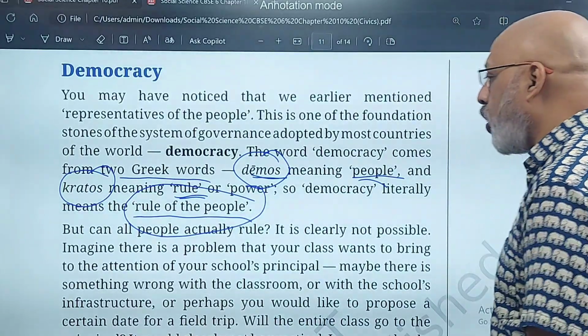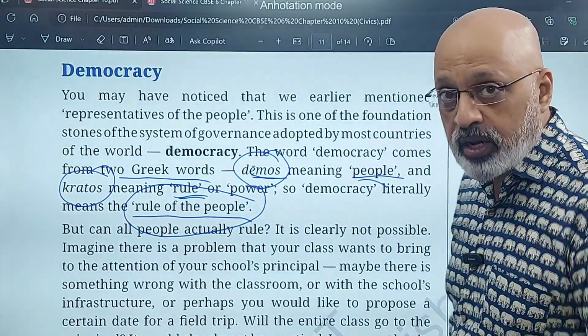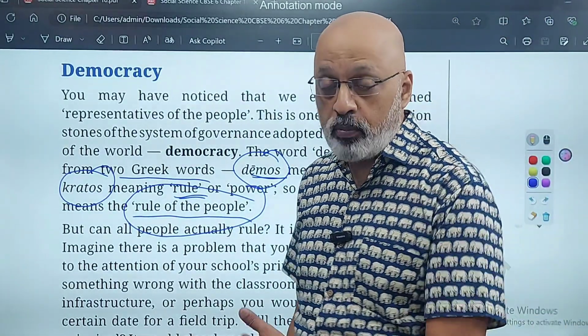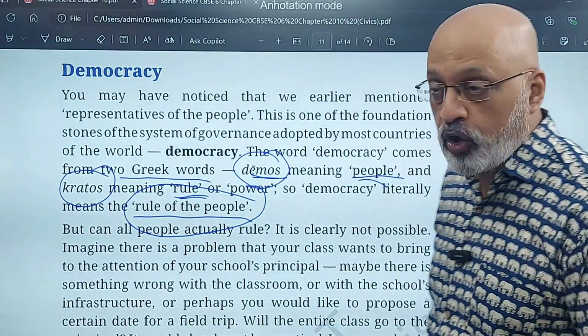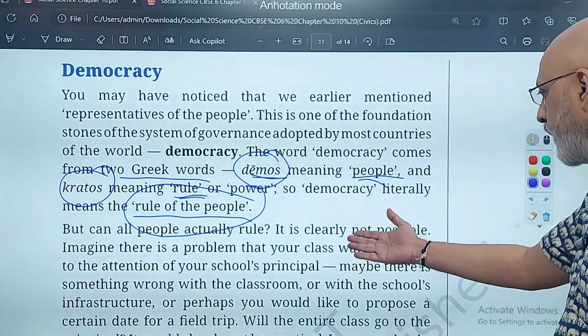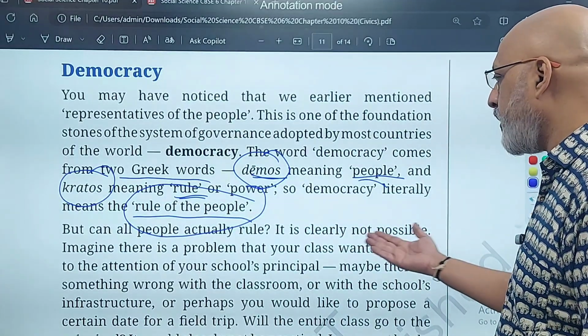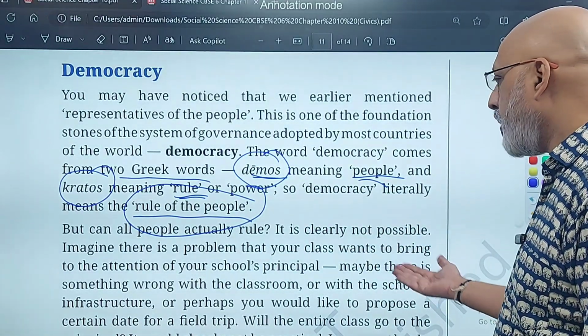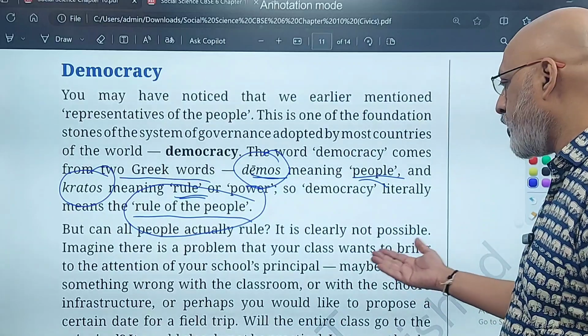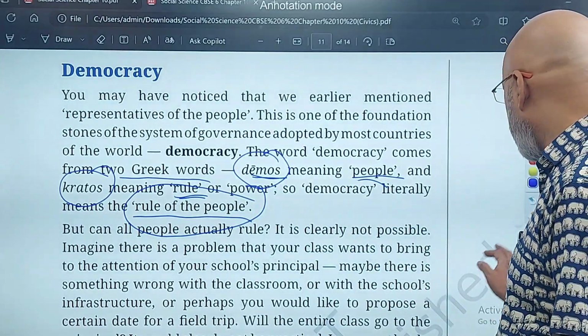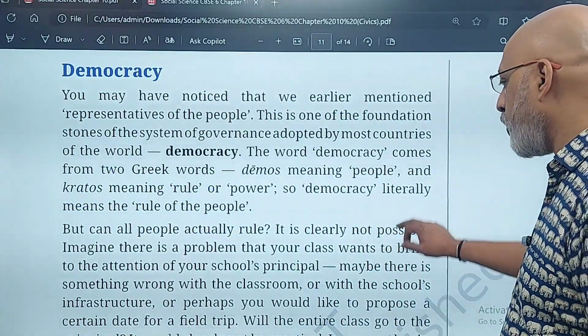But can all people actually rule? ऐसा नहीं हो सकता ना. You need representatives, जो अभी मैंने बताया, MP, MLA, corporator वगैरह, right? It is clearly not possible. Imagine there is a problem that your class wants to bring to the attention of your school's principal. Maybe there is something wrong with the classroom or with the school's infrastructure, or perhaps you would like to propose a certain date for a field trip.